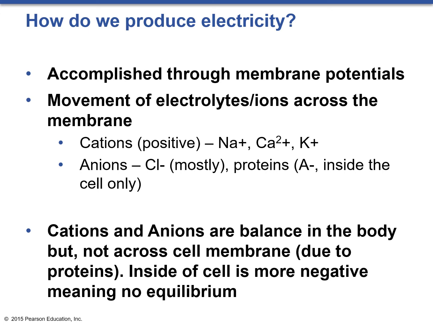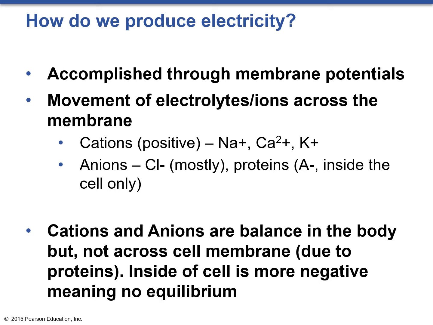This means that we have a movement of different electrolytes or ions, which are charged particles that move across the membrane. Remember that cations are positive and are sodium, calcium, and potassium. Anions are negative ions, and that includes mostly chloride, but also the proteins that are going to be inside your cell. Now, cations and anions are balanced in the body.